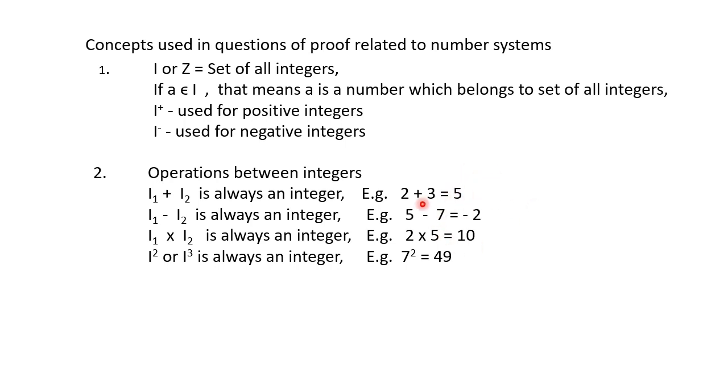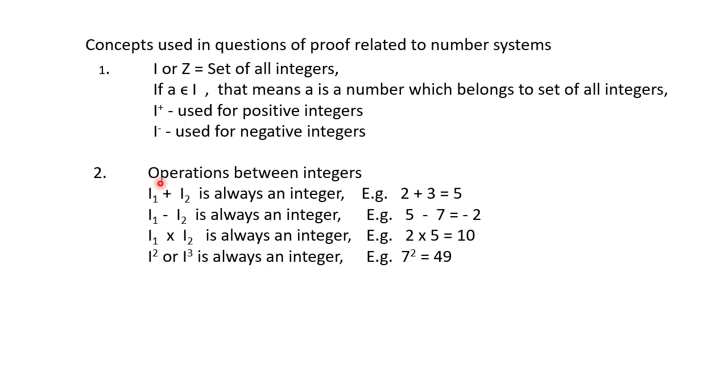If you add two integers, you will get an integer number only. If you subtract two integers, you will get an integer as a result. If you multiply two integers, you will get an integer number only. Squaring or cubing, you will get an integer number only. So the concept here is, other than division, all the operations give integers only. If you multiply, add, subtract, or square or cube any integer, you will get an integer only.